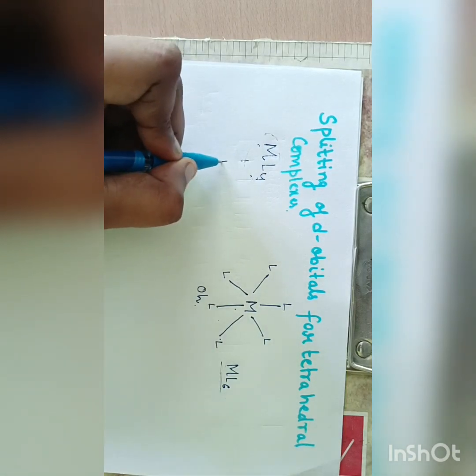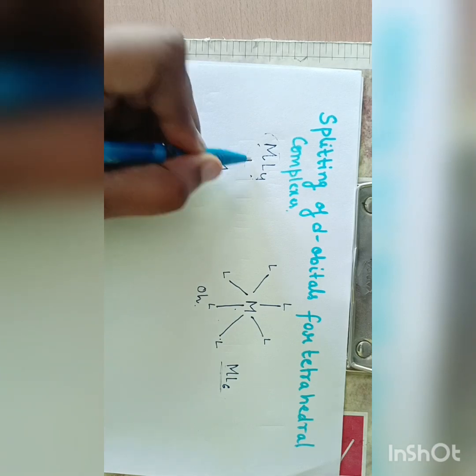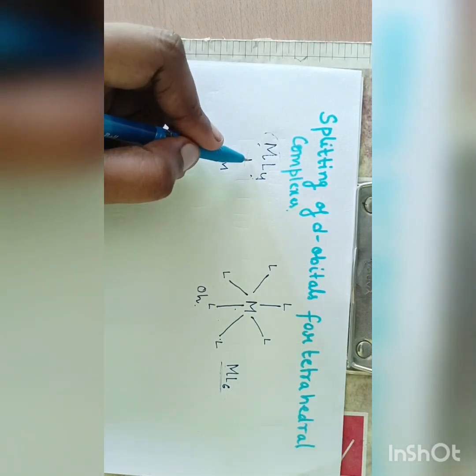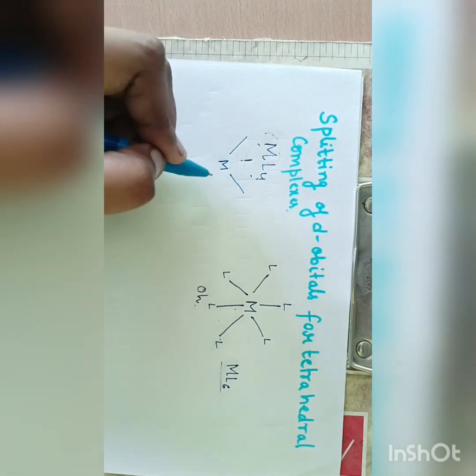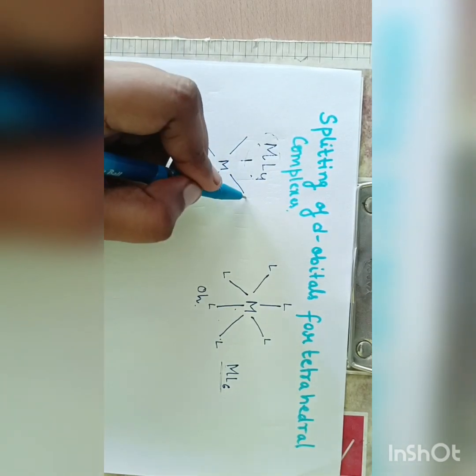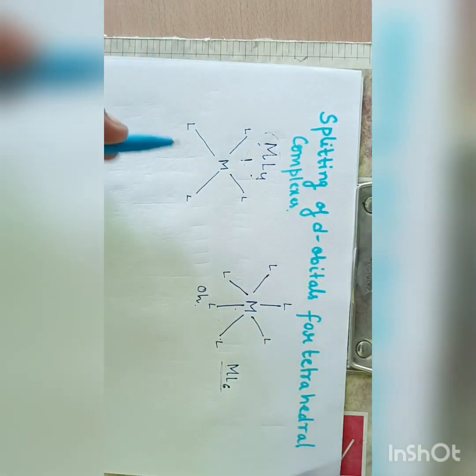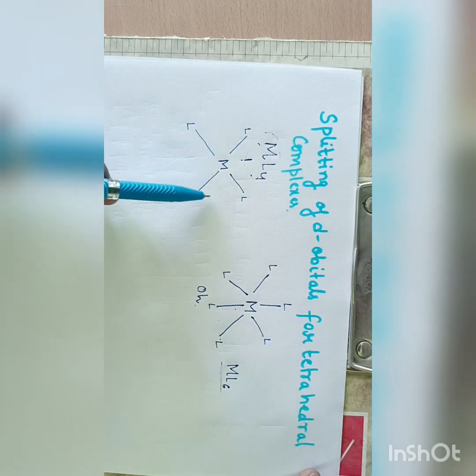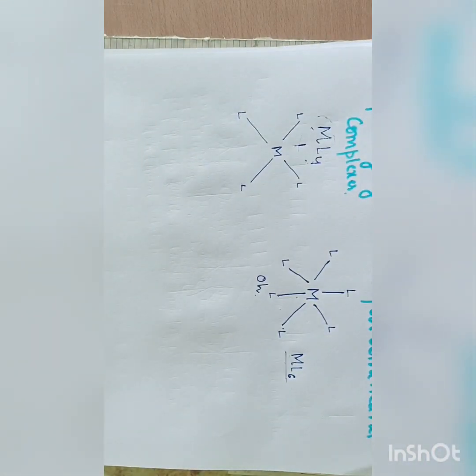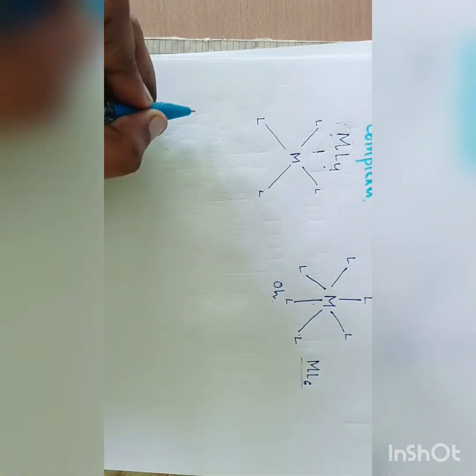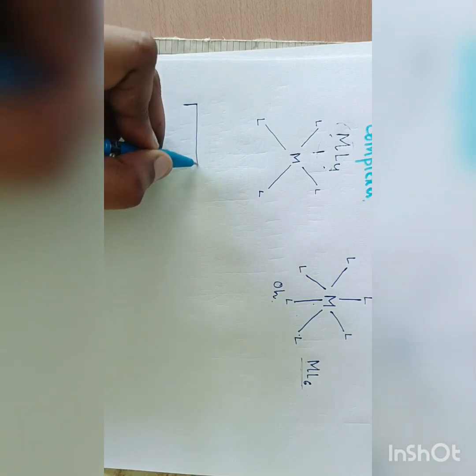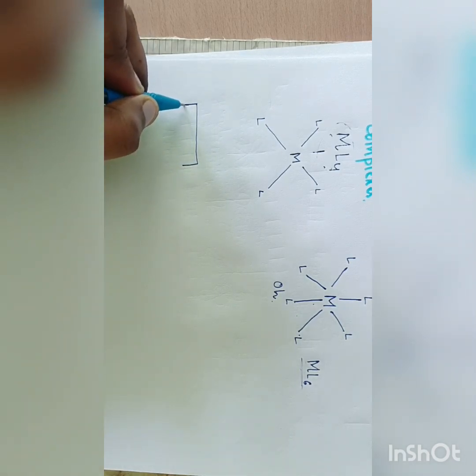Now we have to draw for tetrahedral. So this is metal here and these are ligands. These are ligands. So this is for tetrahedral. Now we have to draw the splitting energy for tetrahedral complexes. Here also we have the orbitals.